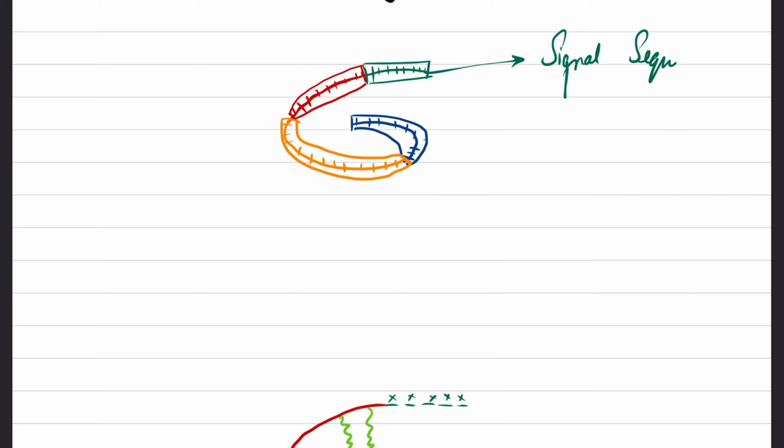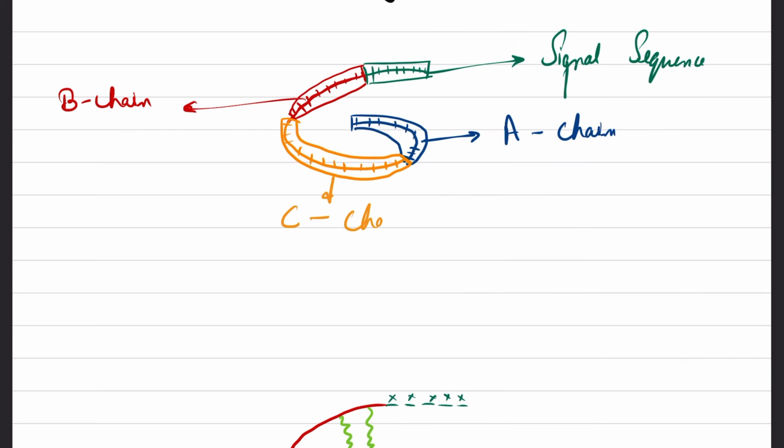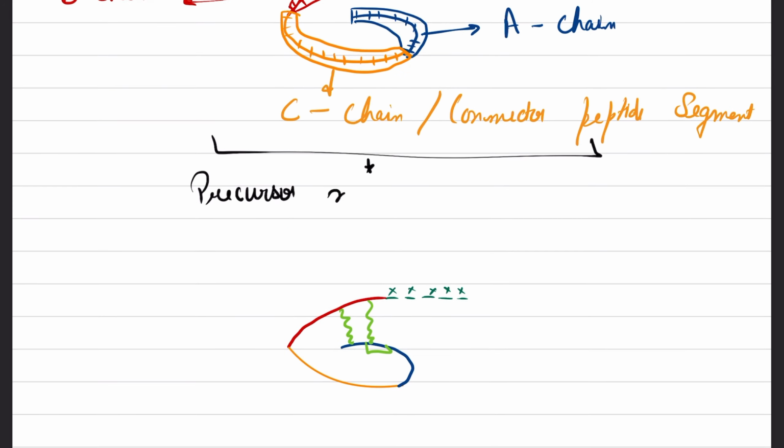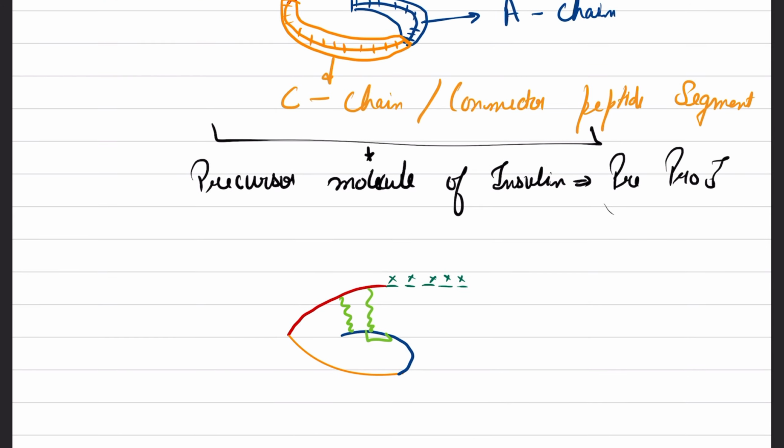So this green segment is called the signal sequence. This blue segment is called the A chain. This red is called the B chain, and this C is the C chain or connector peptide. This whole structure is the precursor molecule of insulin, which is called pre-proinsulin.